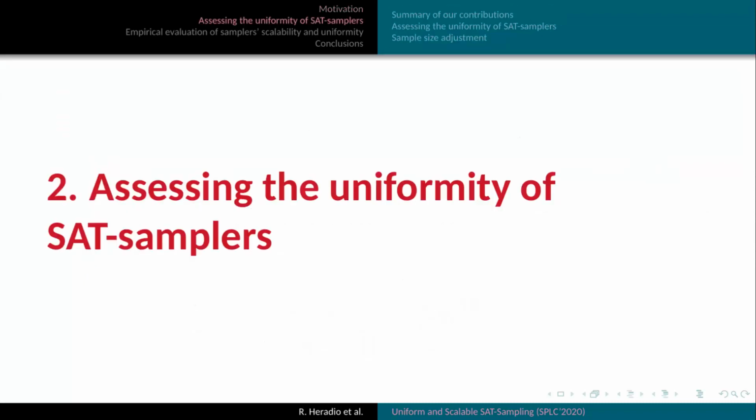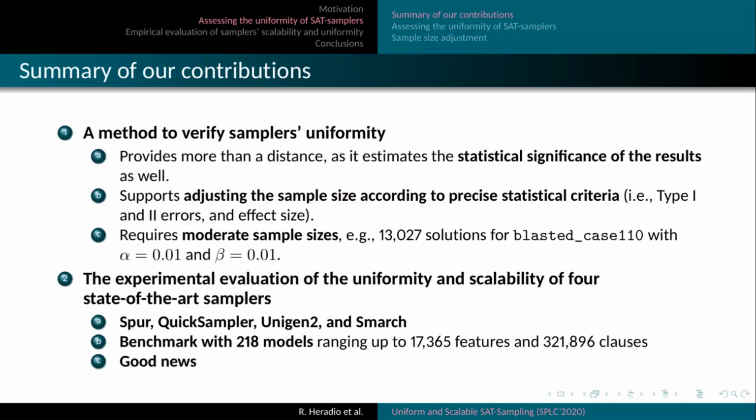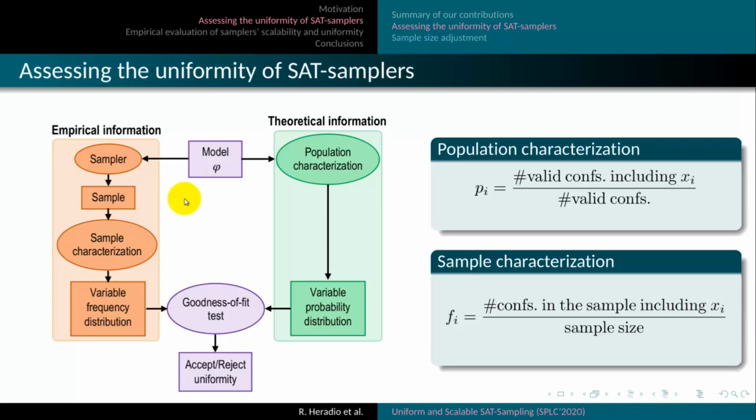So, what's our paper about? Well, in our paper we propose a new method to verify samplers' uniformity which overcomes the shortcomings I just mentioned. We also apply this new method to validate the uniformity and scalability of 4 state-of-the-art samplers, which are Spur, QuickSampler, Unigen2, and Smarch. This figure represents our method to validate the uniformity of a sampler. To do so, it compares empirical information of a sample generated with the sampler with theoretical information regarding all valid configurations in a software product line.